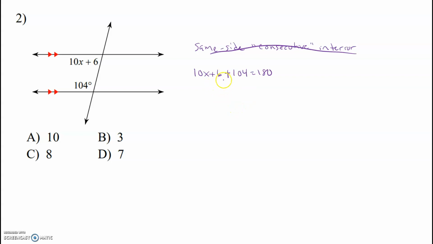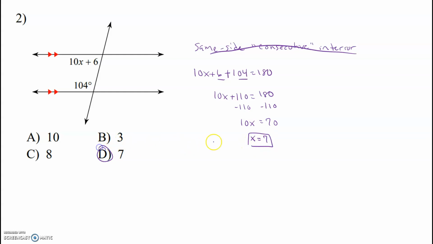Let's combine our like terms. So we've got 6 and 104. So we have 10x. 6 plus 104 gets me 110. We're going to subtract 110 from both sides. So 10x equals 70. And divide both sides by 10, x equals 7.